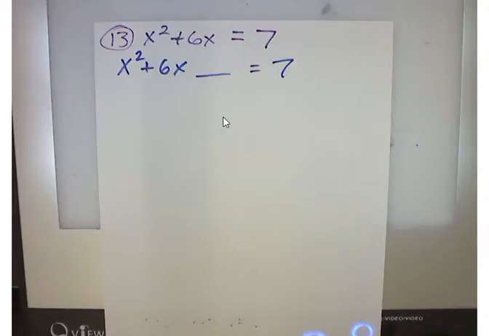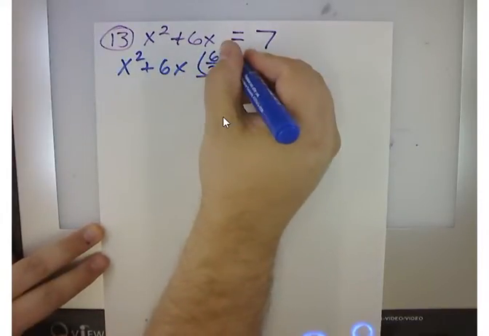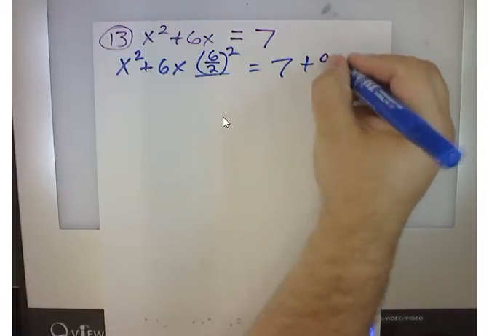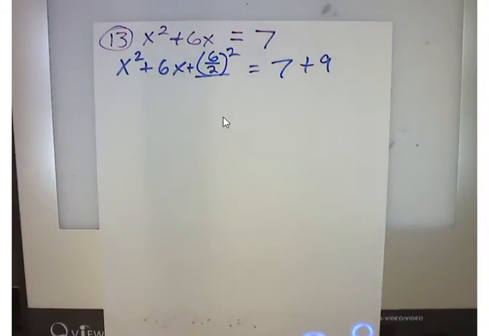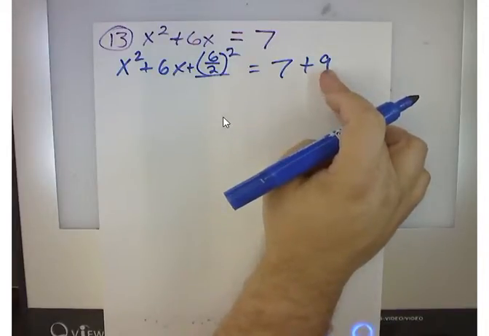Now the algorithm for this is simple. What's my middle number? What's the b term? 6. So I'm going to take 6, put it over 2, and square it. Now what's 6 divided by 2 though? 3. So what's 3 squared? 9. So over here, whatever I do on one side, I got to do on the other. So if I'm going to add 9 to this side, I have to add 9 to this side. Okay? Does that make sense?